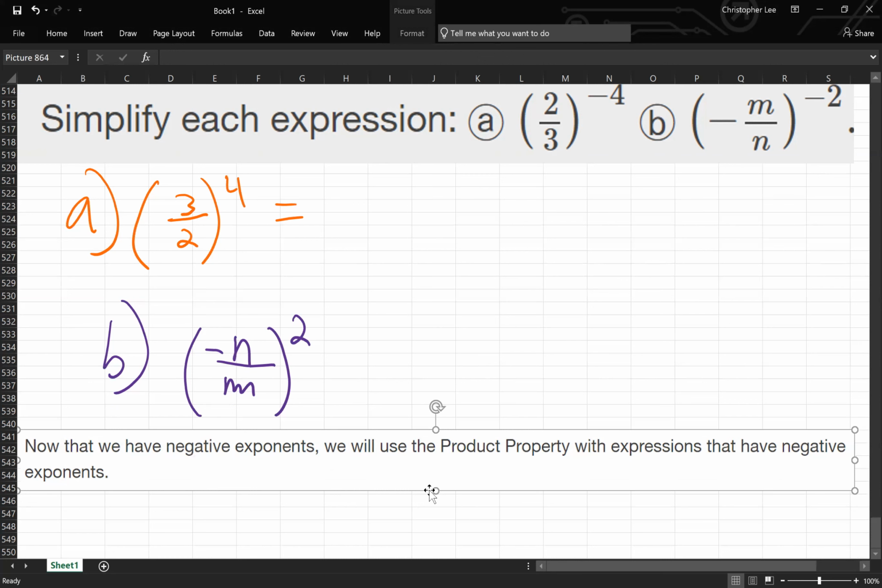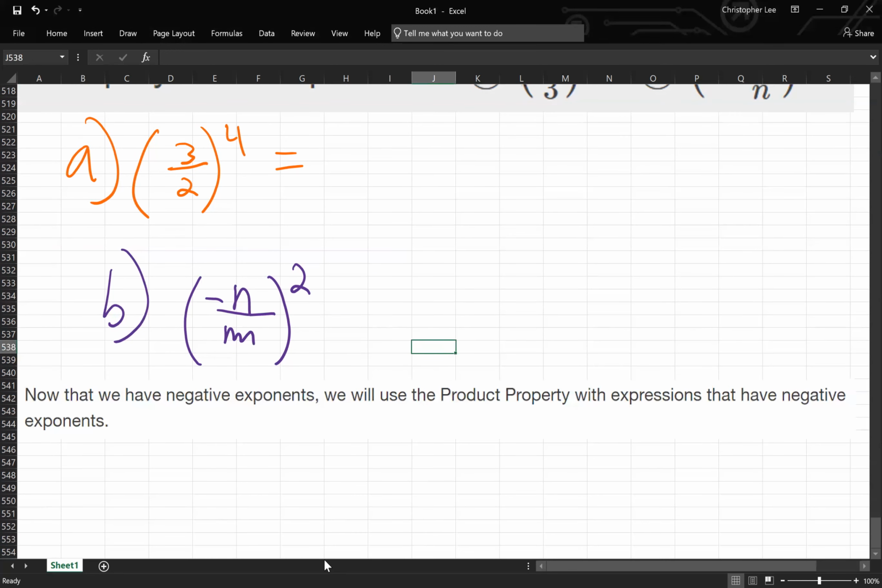So now we have negative exponents. We will use the product property with expressions that have negative exponents. Let's check it out.